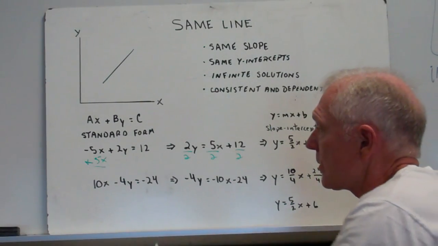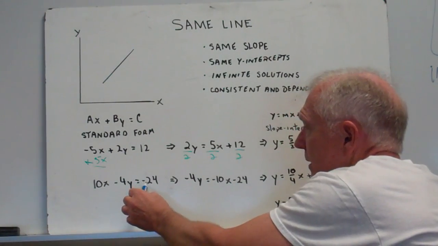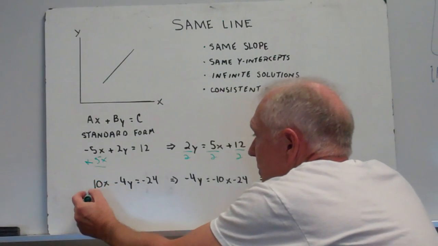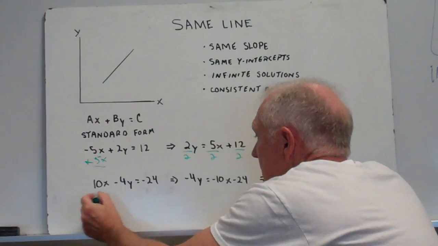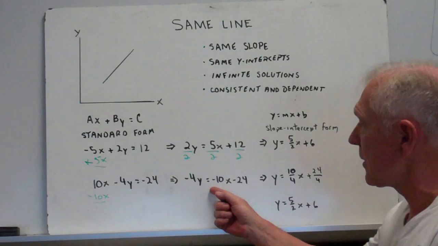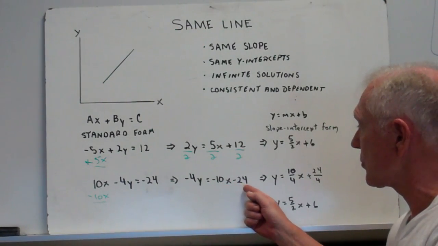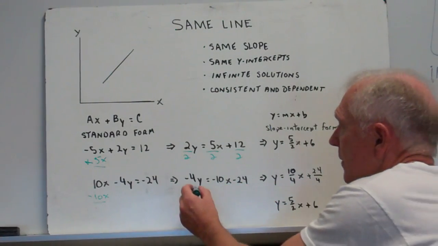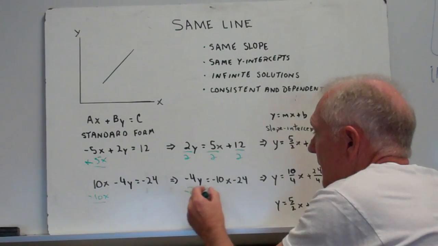The other equation was 10x minus 4y equals negative 24. I subtract 10x from both sides. Now I have negative 4y equals negative 10x minus 24. Final step is divide everything by negative 4.